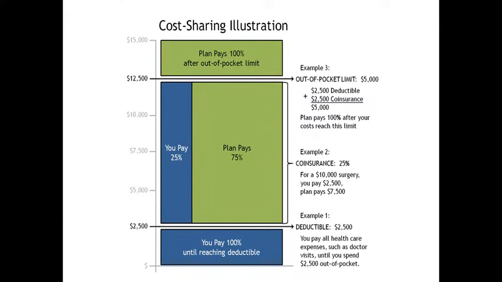So here I just put more like an illustration for those of you who are a little bit more visual. It's the same type of examples, just breaks it up. You can see an example too. Let's say you have a co-insurance of 25%. So let's say you have a surgery of $10,000, you're going to pay $2,500, which is your 25% co-insurance, and the plan, which is your insurance, will pay the 75% that's left, which will be $7,500. So you can just use this as more of a visual, just so you can understand it a little bit better.